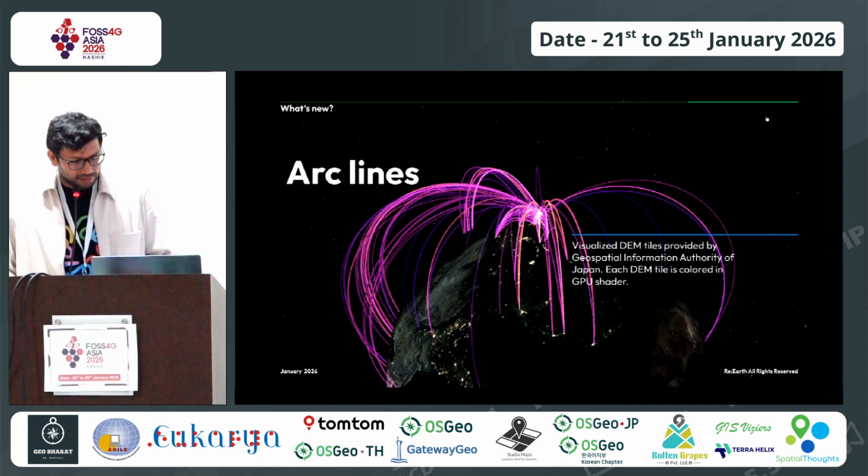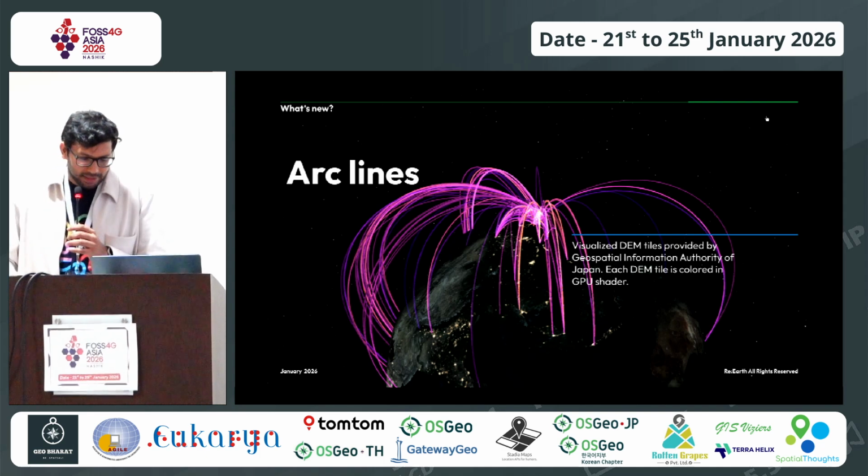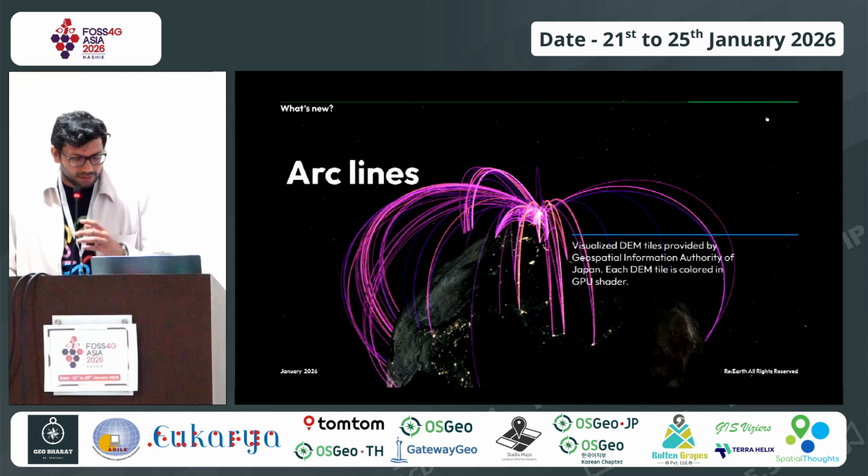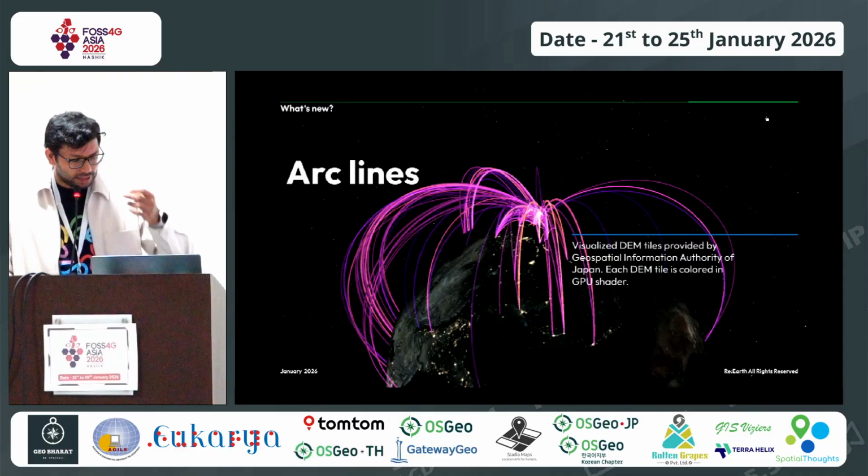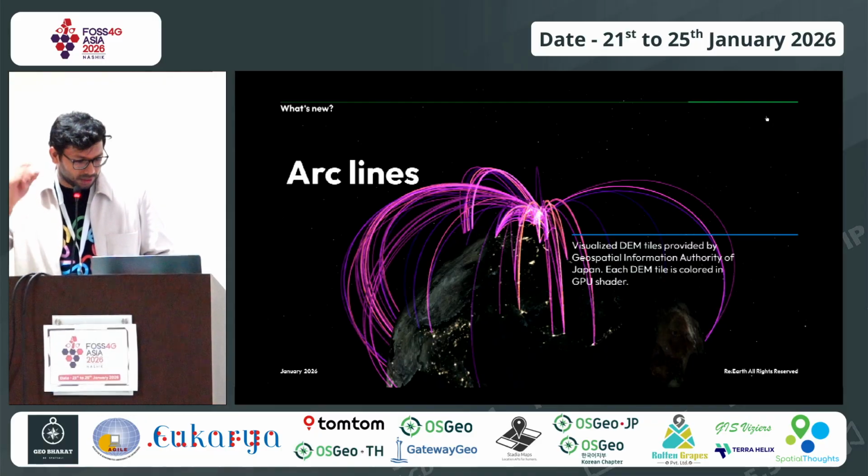This is also one of the things that we've been working on. It's called arc lines. Now, these arc lines that you see in this picture are not random. They're actually showing the communication routes that have happened as an export has been happening in the Japanese region. Basically, these arc lines are just used to visually explain how data might be flowing.